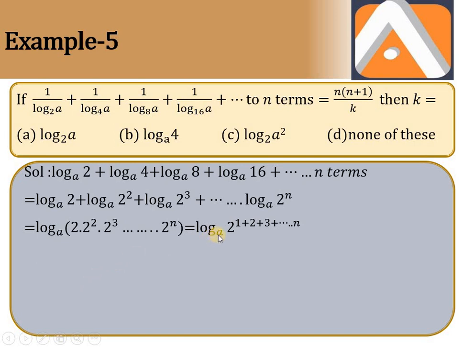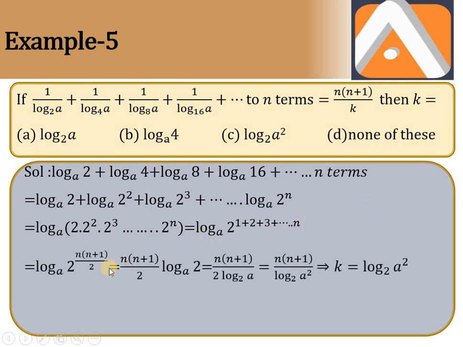So what happens? Log of 2 raised to 1 plus 2 plus 3 up to so on n, to the base a. Now see here, the sum of the first n natural numbers will be n into n plus 1 upon 2. So this power will come into the front as a product. So n into n plus 1 upon 2 into log 2 to the base a.